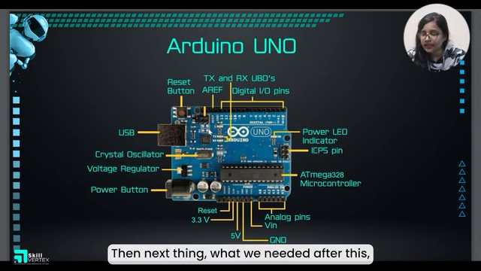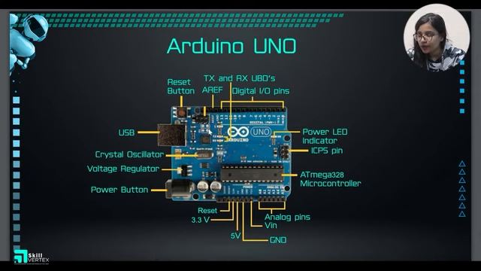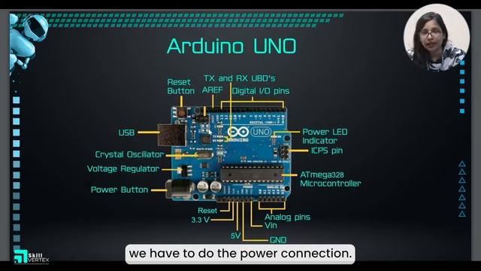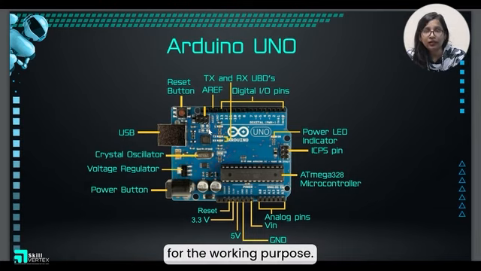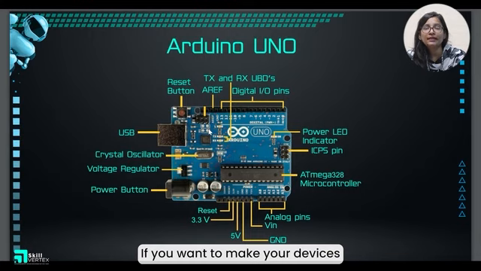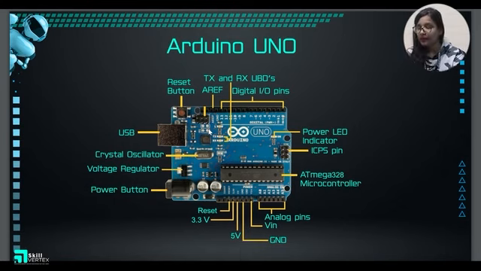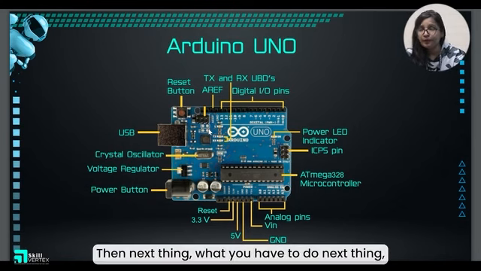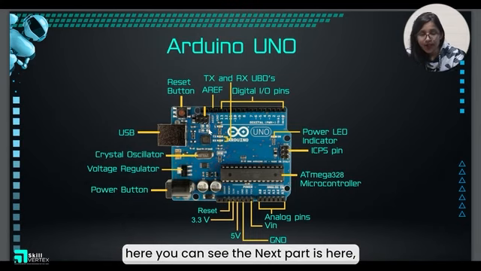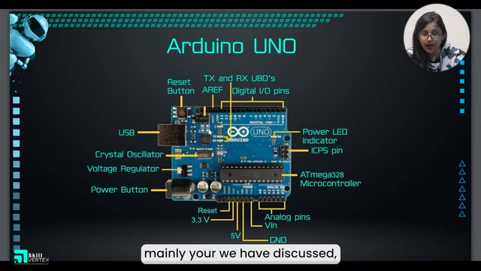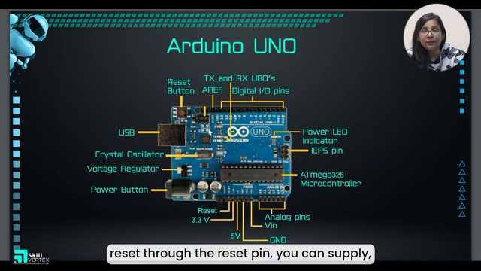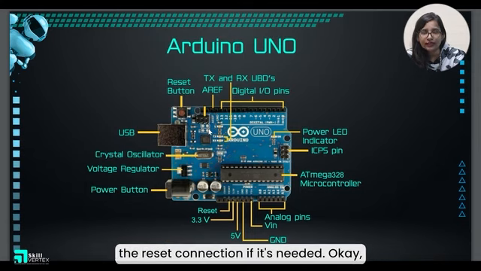Then next, we have to do the power connection. Power connection is really needed for the working purpose. If you want your devices to work, you have to power your Arduino Uno board. Next part here is the Vin pin, which is to supply the input voltage if needed. There is a reset pin also, through which you can supply the reset connection if needed. So such things are also available here.